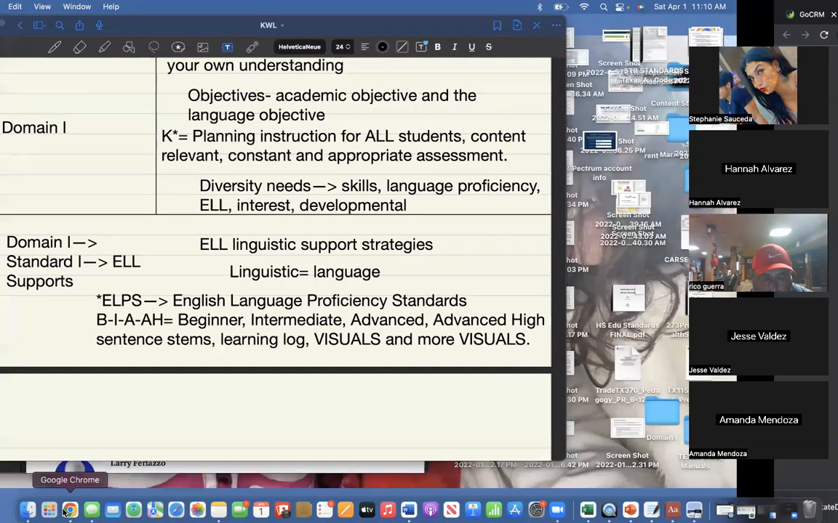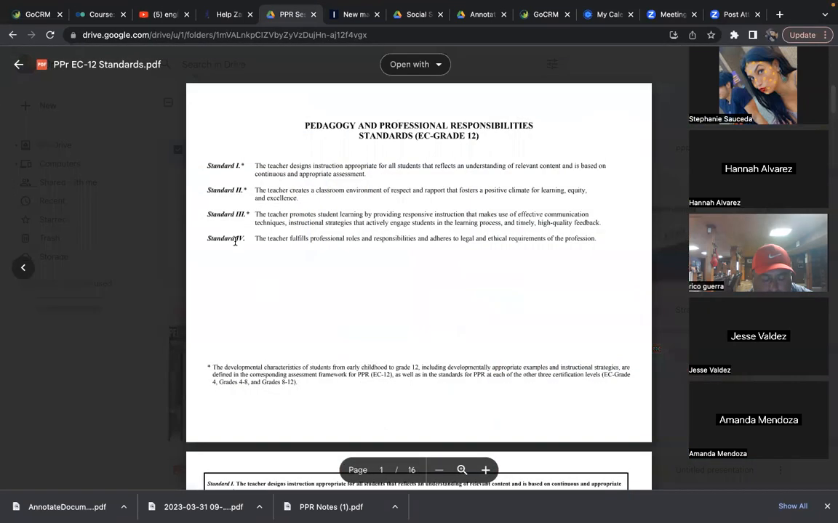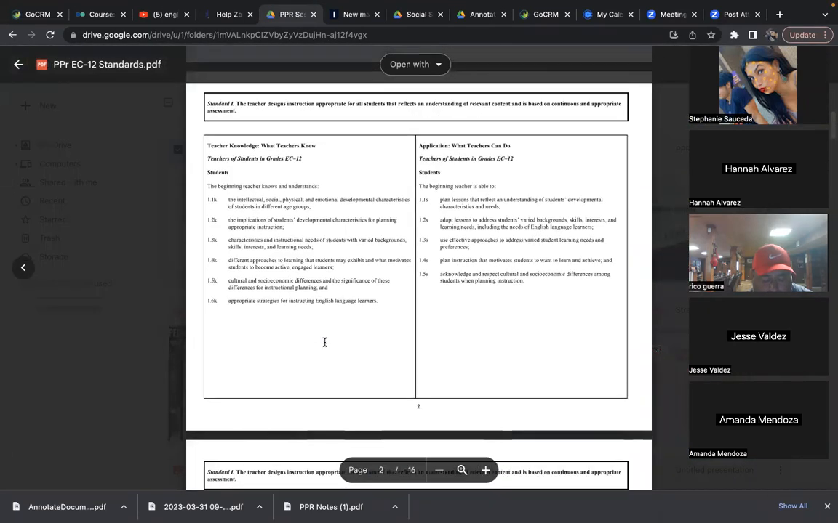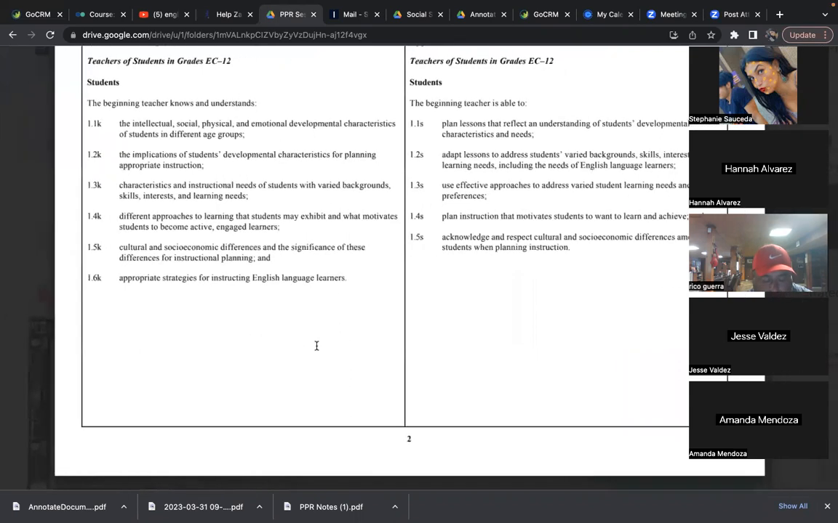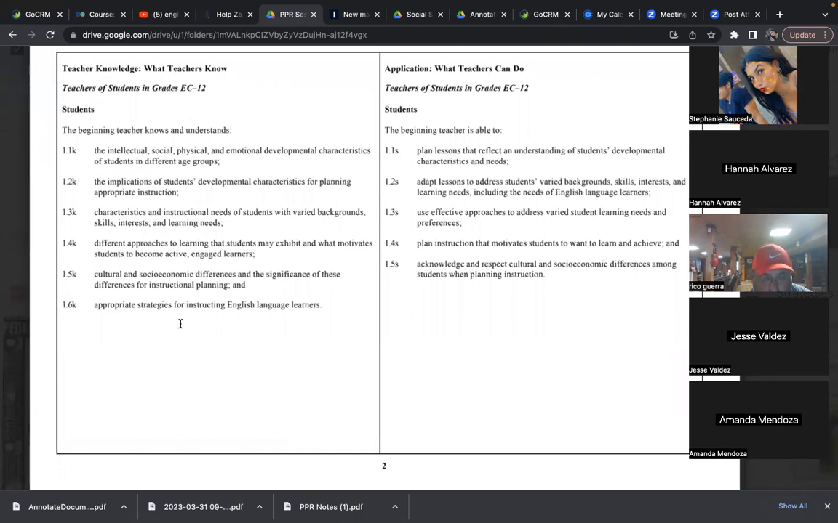So let me go really quickly so I can illustrate what I mean, and take a look at our actual standards. If I go to standard 1 and I come down here, you'll see it's just sort of one-off. Oh, and also appropriate strategies for instructing English language learners, just as a one-off. Nothing telling you how or what that looks like, but there are hows and what it looks like.